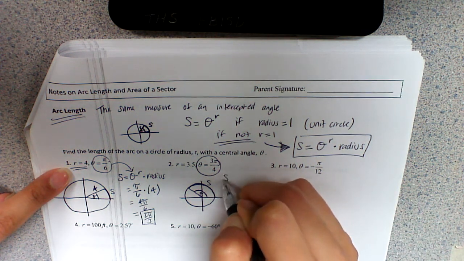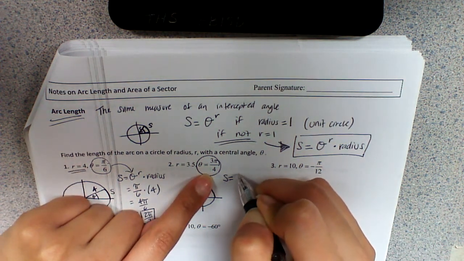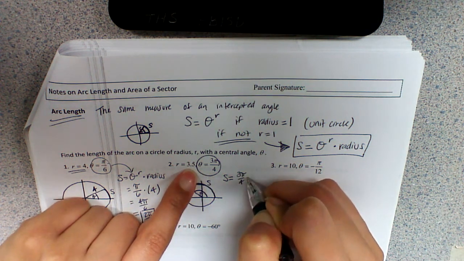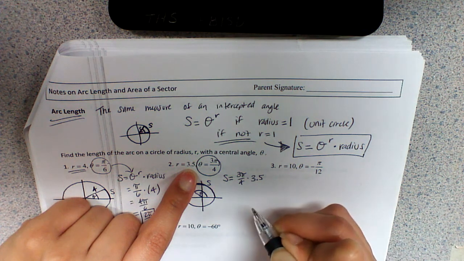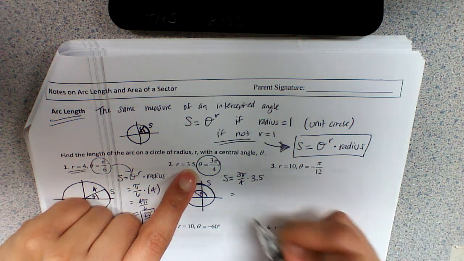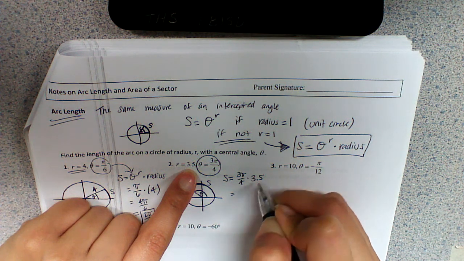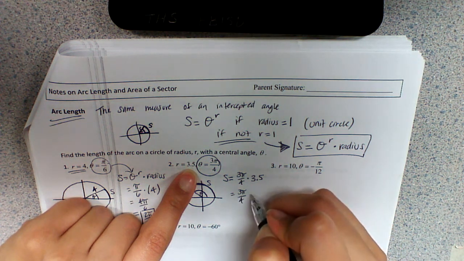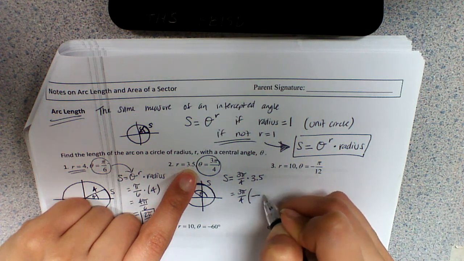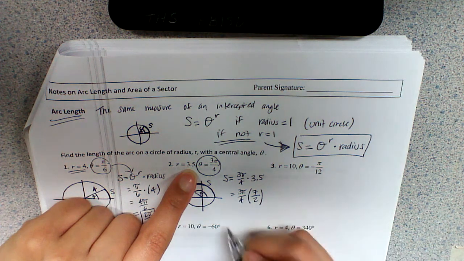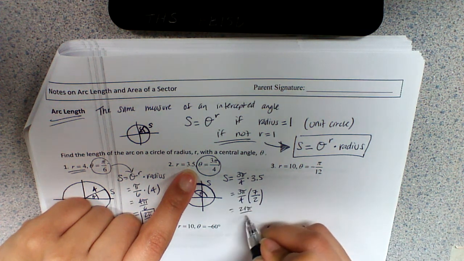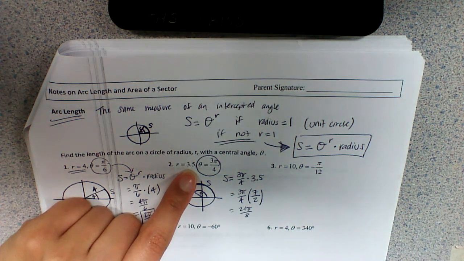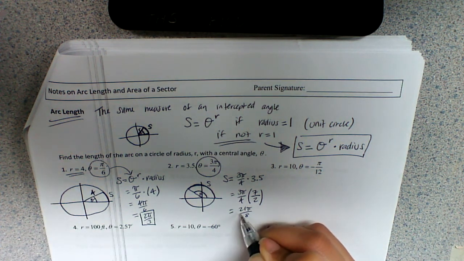Here we go. If we follow our formula, S is going to be our radian, 3 pi over 4, times our radius, which is 3.5. Because we're working with fractions here, let's write that as 7 over 2, and so we'll have 21 pi over 8. All right, so there we go. That's our arc length.